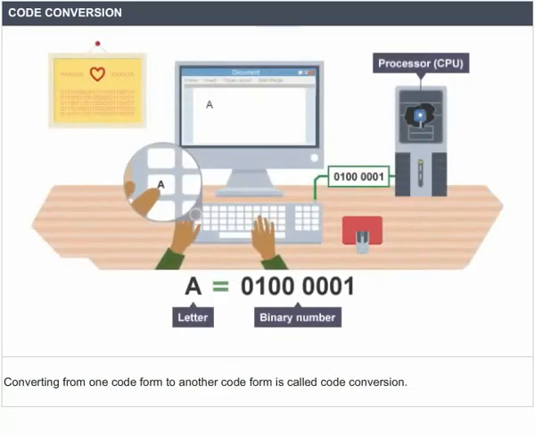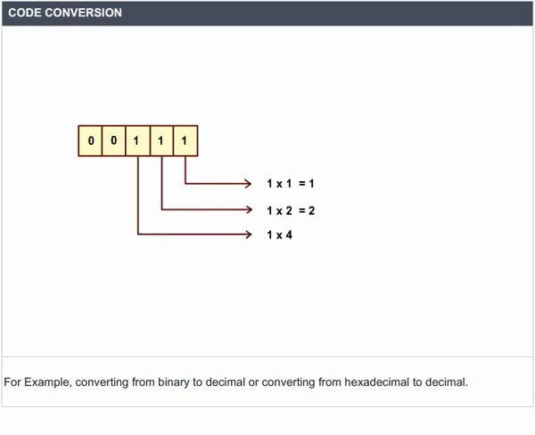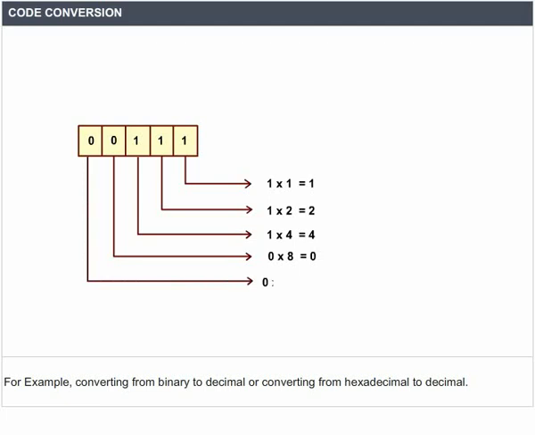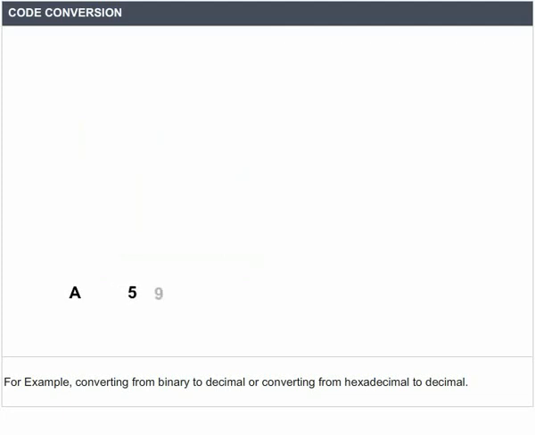Code conversion. Converting from one code form to another code form is called code conversion. For example, converting from binary to decimal or converting from hexadecimal to decimal, etc.